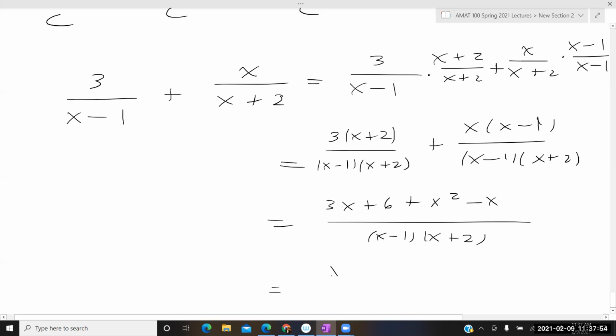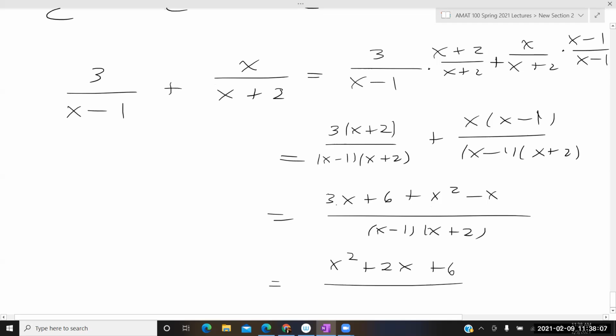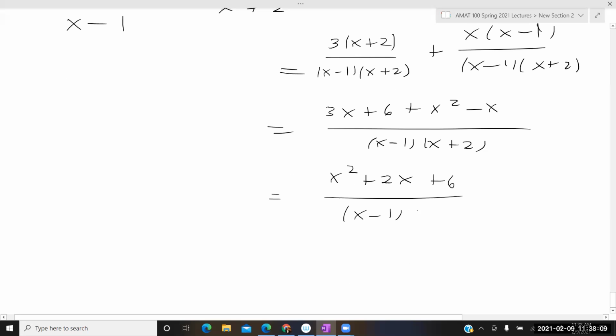Now we're going to combine terms. So we have x squared, then 3x minus x, which gives us 2x, and then we have the constant term of 6. The denominator will have x minus 1 times x plus 2. And subtraction is basically the same, so I'm not going to go through one of those examples.